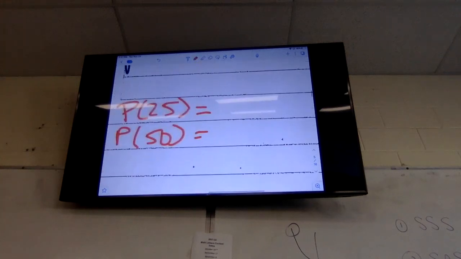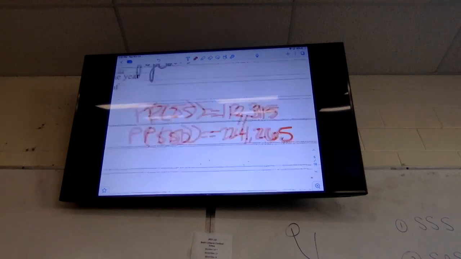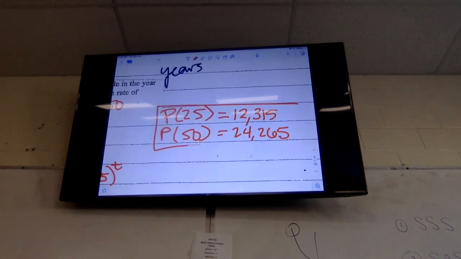To the 50th power. 264. Yep, I'm going to round that 4 up to a 5 because it's population, so it's people. So if you have point something of a person, let's round it up to a whole person. Joao, did you do 25? Yeah. Thank you. I got 12,314. Good, and we're going to round that up to 15. Perfect. All right, awesome. So we just plug those in.